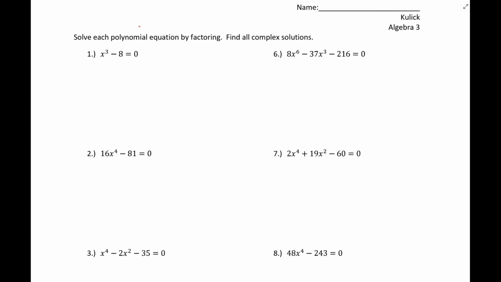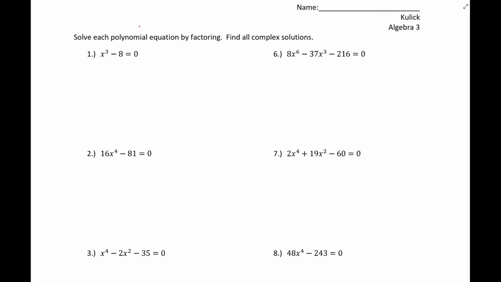Okay, so in the first one, how many terms do I have? 2. So the first thing I look for, is this a difference of 2 squares? No. Why do we know it's not a difference of 2 squares? Good. So Jack says because the degree on the x is 3. You can't have a difference of 2 squares with an odd degree monomial, right? Everybody's cool with that? Okay.